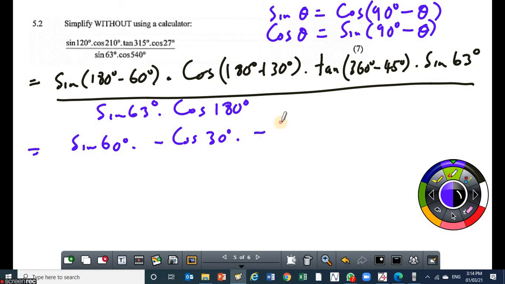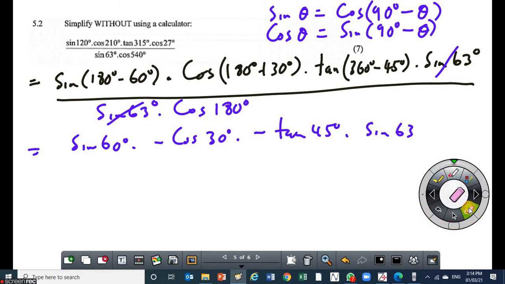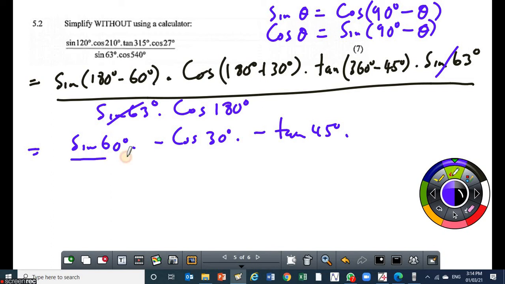It will be negative tan 45 degrees and then times sine 63. In actual fact, these two we can cancel them out. Let's cancel those two out because they are equivalent. Once we cancel them out, what is cos 180? Minus 1. It's minus 1.